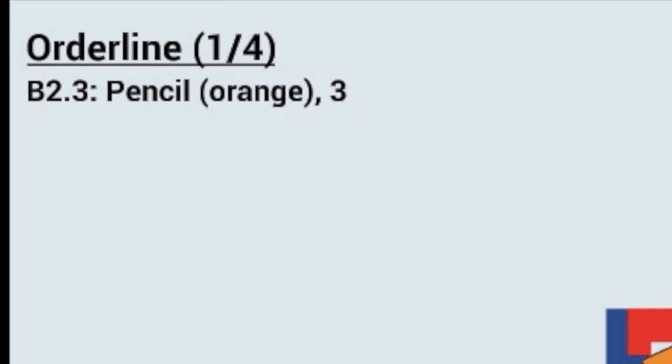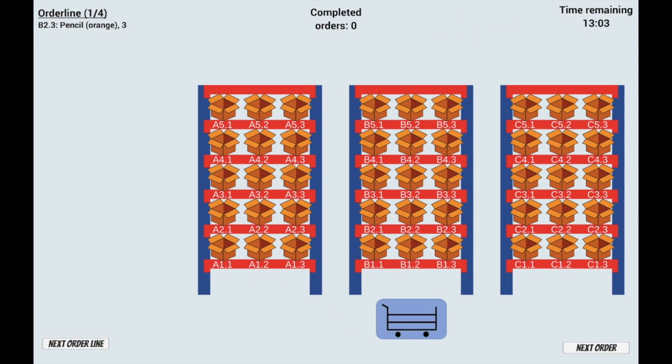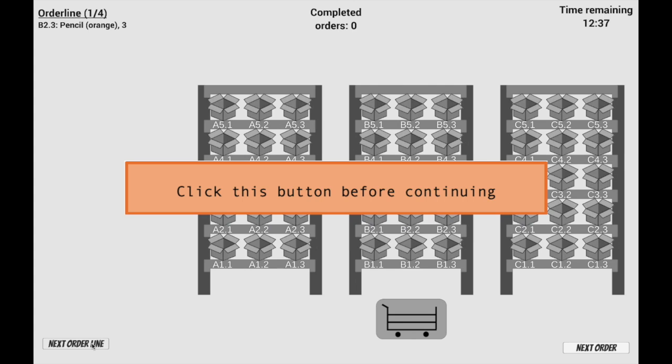So, let's try to pick this order line. To pick, click on the box and drag the item from the box into the cart. As you see, there are orange pencils on this location. We're going to pick one more, as we have to pick 3 in total. Now we have picked this order line. We are now going to click the button on the left bottom, Next Order Line. It is important to click this button before continuing.